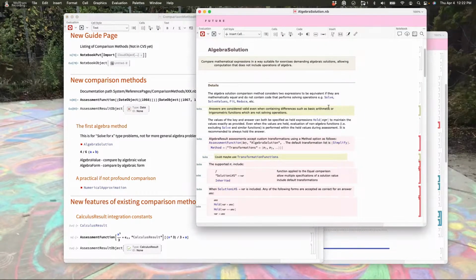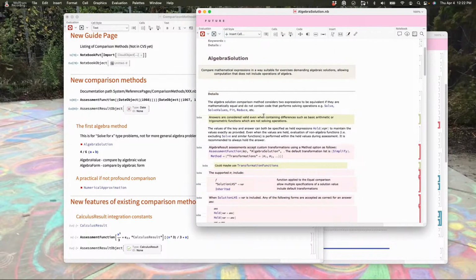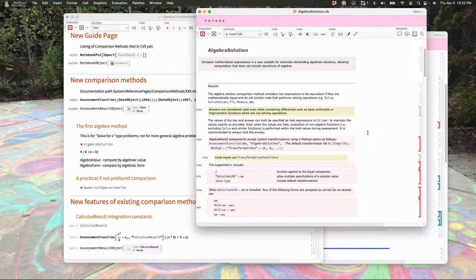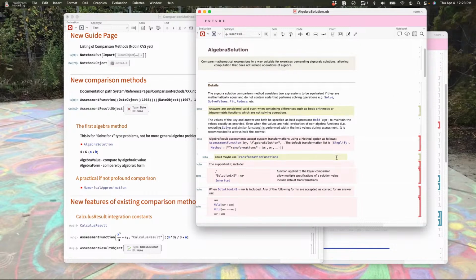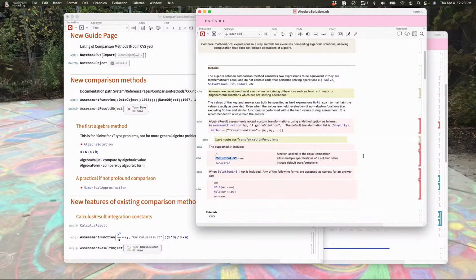So this is the actual doc page for what was algebra solution, which will now be algebra value. Do you want me to magnify this? No, I can read it fine. What is the solution LHS? Right, so this is the name that we've implemented right now, and it's not a great name. So we're definitely open to suggestions.